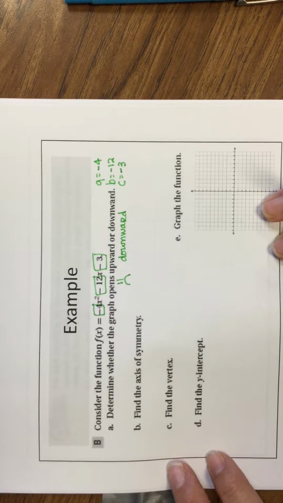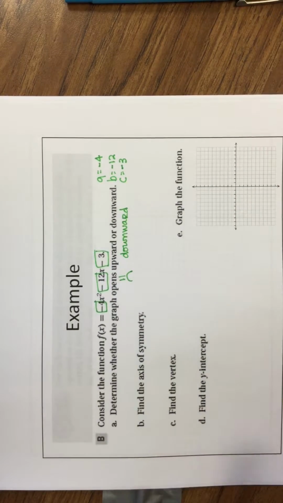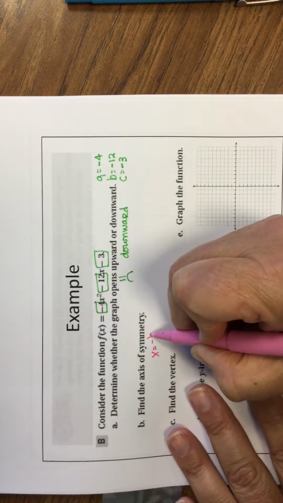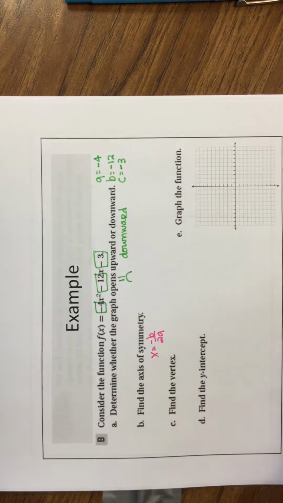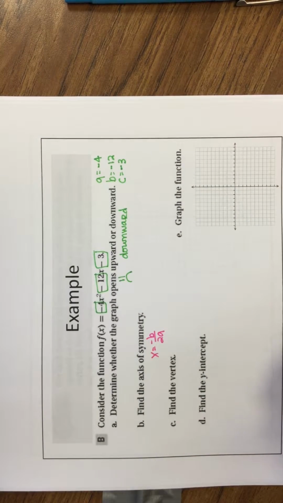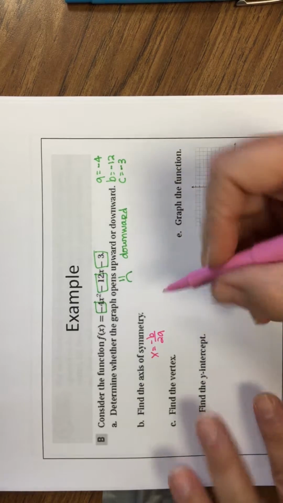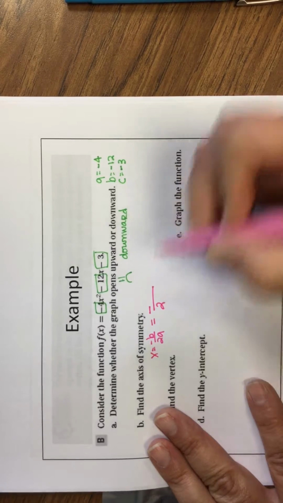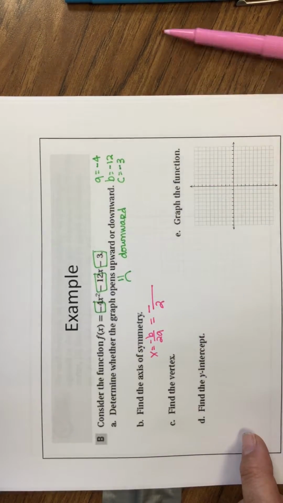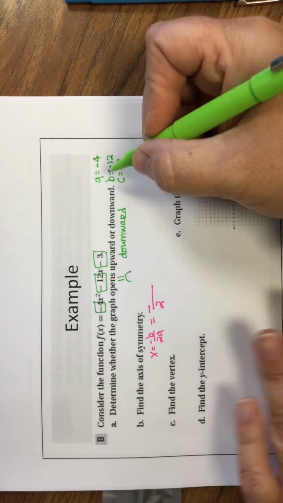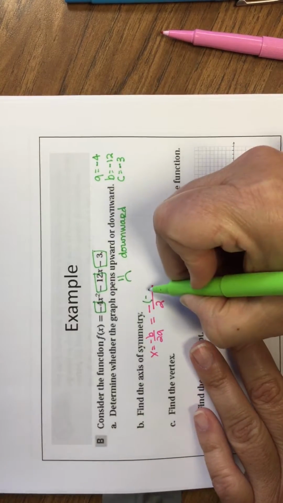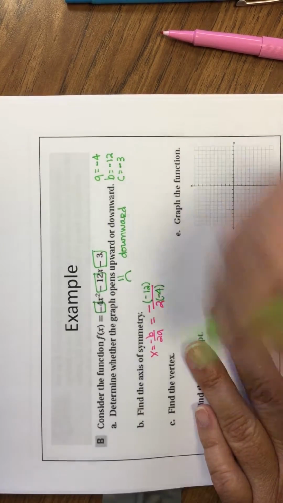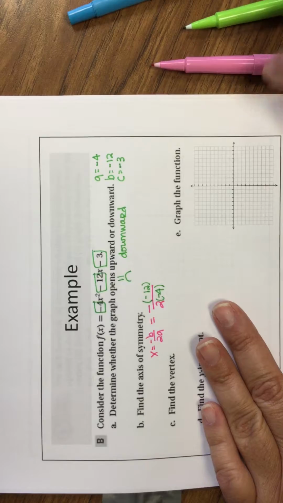Okay. The next thing it's asking me to do is to find my axis of symmetry. So I'm going to do x equals -b all over 2a. I'm going to substitute in for b and for a. So I'm just going to rewrite this with my negative already there and my 2 already there. Those are not going to change. What I'm going to insert is b. So b is -12, and a is -4. And now I just have to do some simplifying.